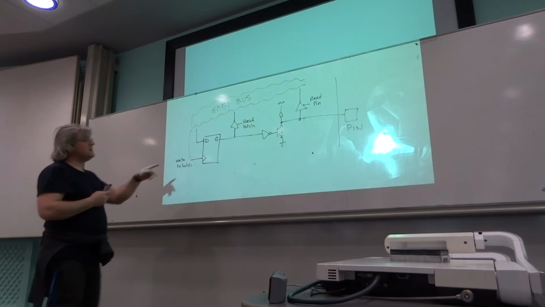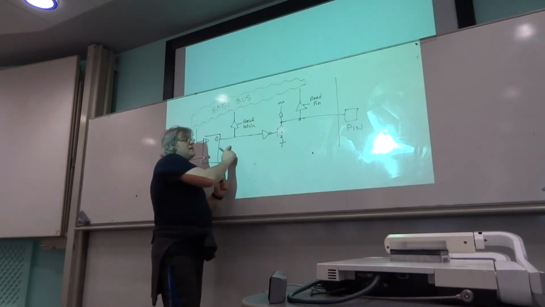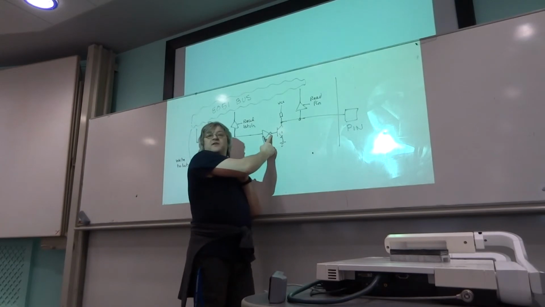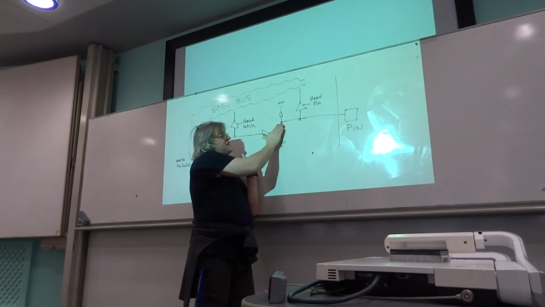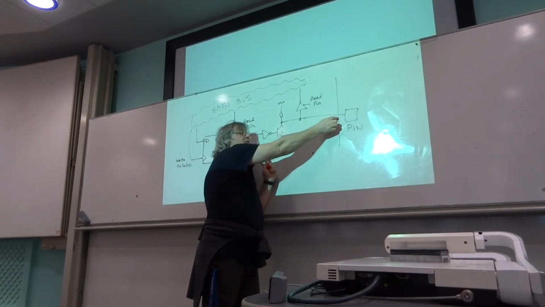If you were to make Q go high, then the output of this inverter will go low, which will switch this transistor off, so it's as if this transistor doesn't exist, and the internal pull-up resistor here will pull the pin high.